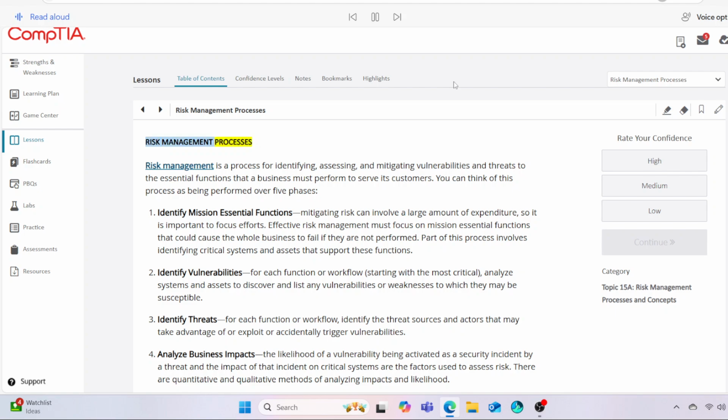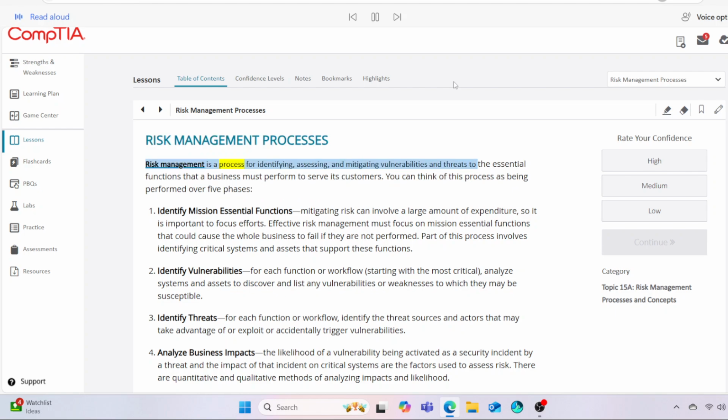Risk management processes. Risk management is a process for identifying, assessing, and mitigating vulnerabilities and threats to the essential functions that a business must perform to serve its customers. You can think of this process as being performed over 5 phases.